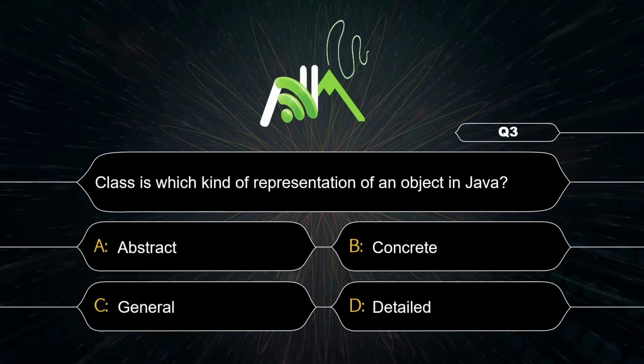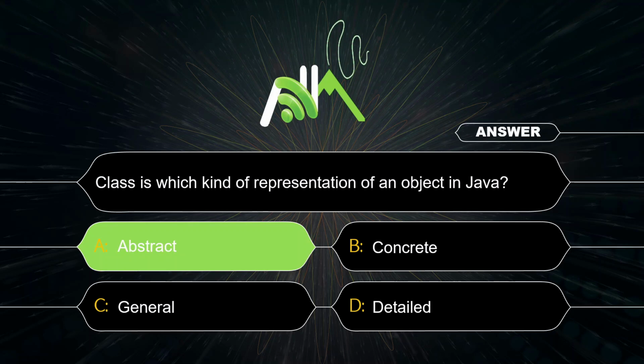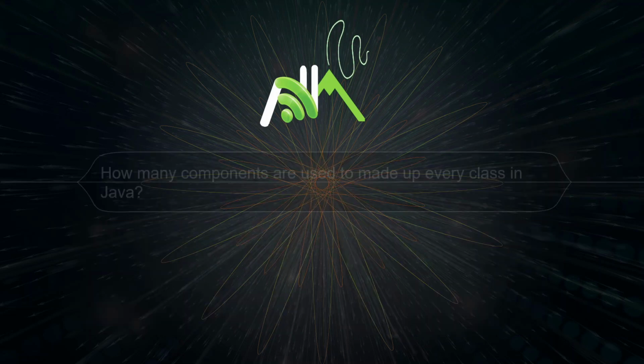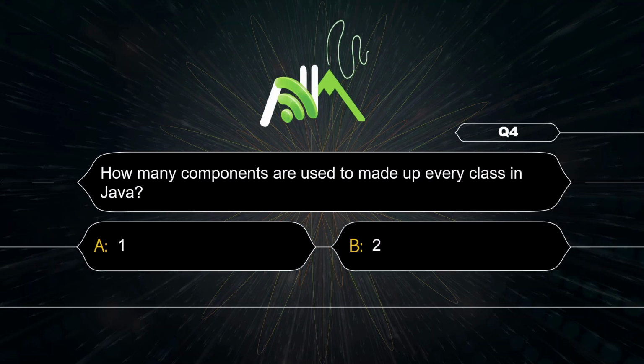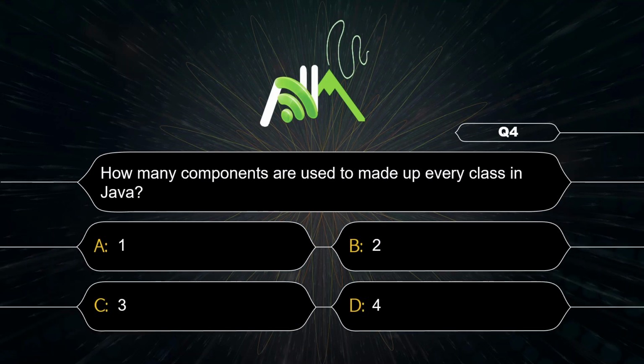So class is an abstract representation of an object. So option A is correct. Which components are used to make up every class in Java? Option B, attribute and behavior.